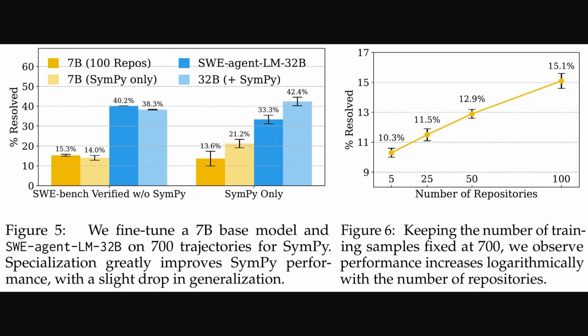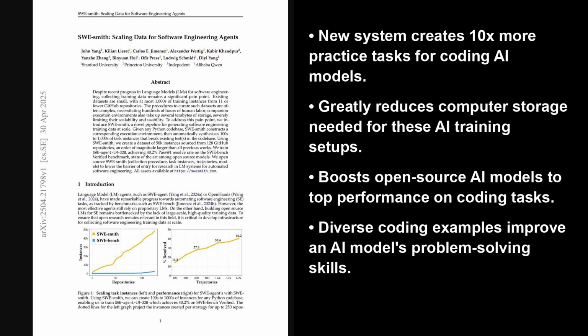Building on that impressive performance, these next two plots explore how training data specifics affect the outcomes. The left graph shows that specializing a model by fine-tuning it, essentially giving it extra training on data from a particular code repository like SymPy, really boosts its success on tasks from that repository. For instance, the SWE agent LM32B model gets much better at SymPy tasks. But this specialization slightly lowers its ability on other general tasks. The right graph then shows that using data from more diverse code repositories, even with the same total training examples, helps the model solve problems better overall. So variety is key.